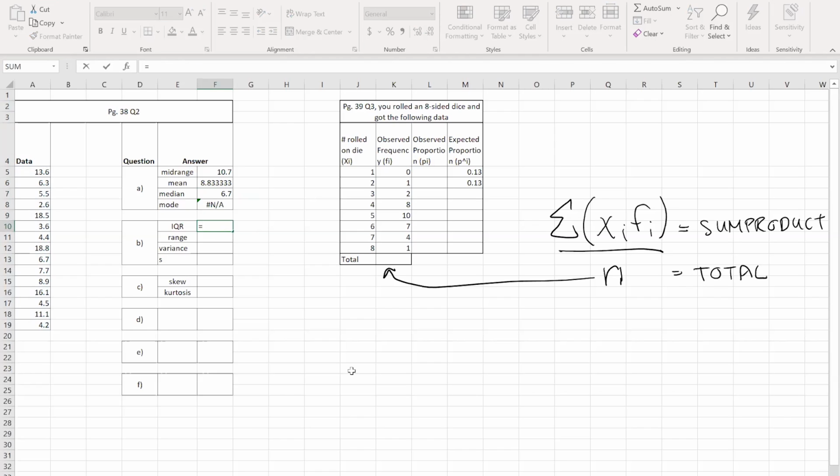The interquartile range is equal to quartile 3, Q3 minus Q1. The range is the maximum minus the minimum. Variance is VAR.S, right? Because it's just a sample. And the standard deviation is STDEV.S, again, because it is a sample.